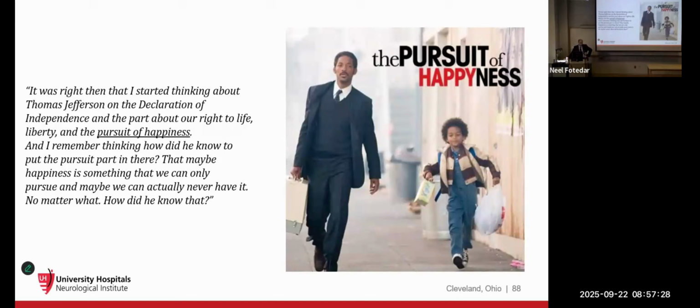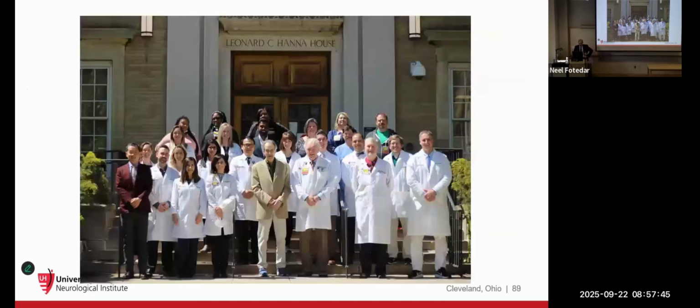So you replace Thomas Jefferson with Hans Lüders, and you replace happiness with epileptogenic zone. Maybe we can never have it. Okay, but you can do your best to define it, so you can pursue it. You may not have it, but you pursue it. Okay, that's my advice to you guys. So thank you so much.